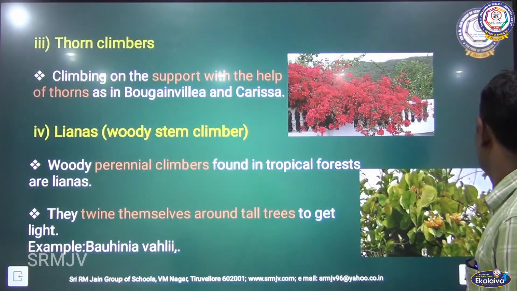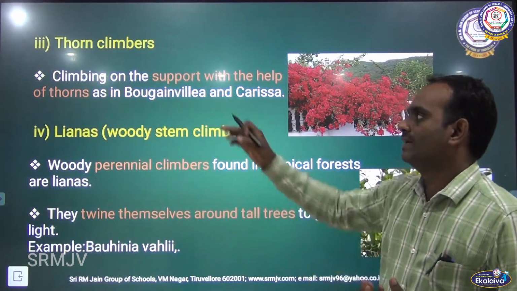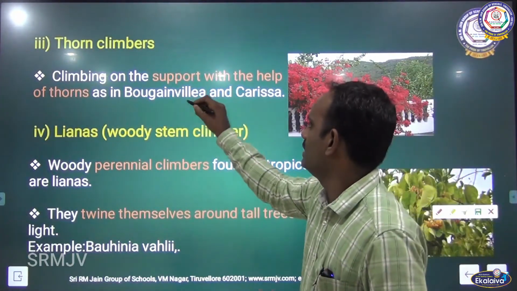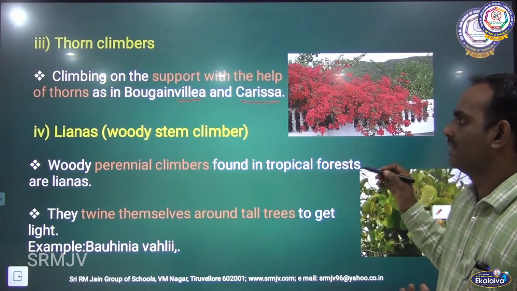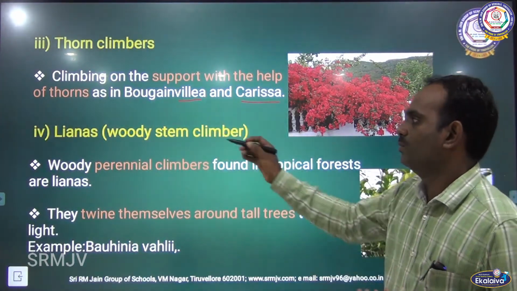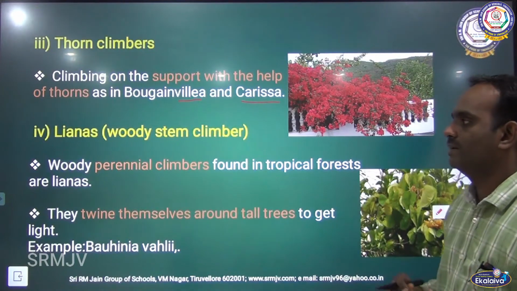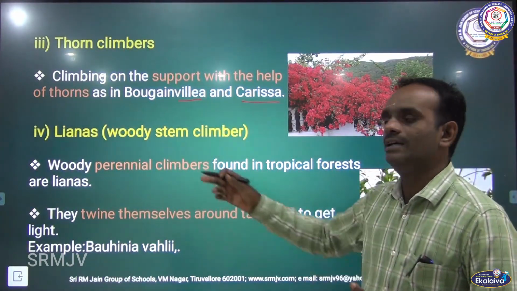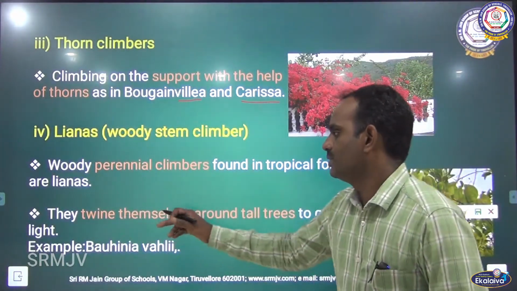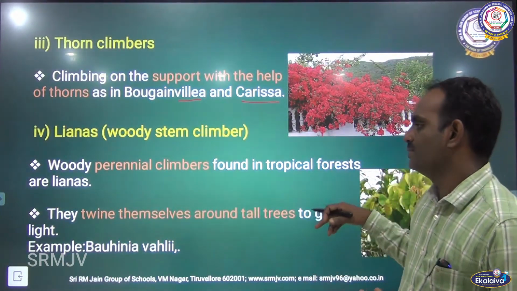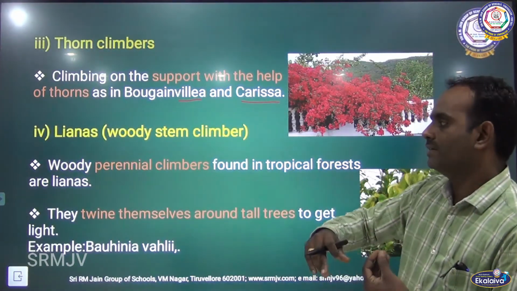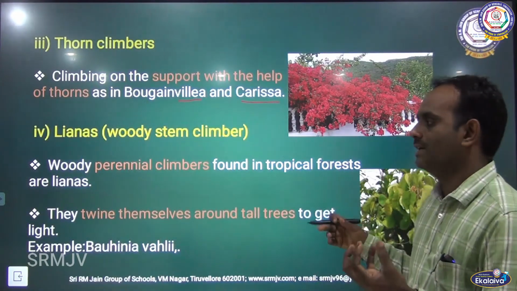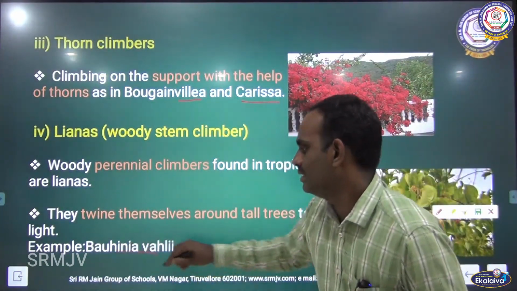Then thorn climbers, climbing on the support with the help of thorns, as in Bougainvillea and Chrysalidocarpus. Next one is lianas, woody stem climbers. See the picture here. Woody perennial climbers found in the tropical forest are lianas. They twine themselves around the tall trees to get light. Example is Bougainvillea rahili.